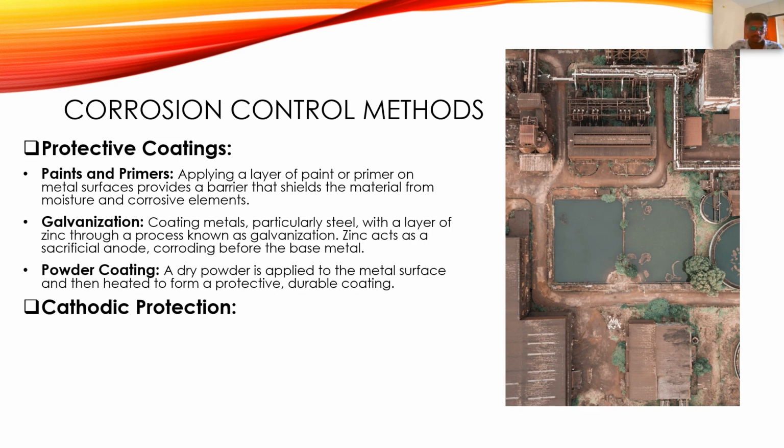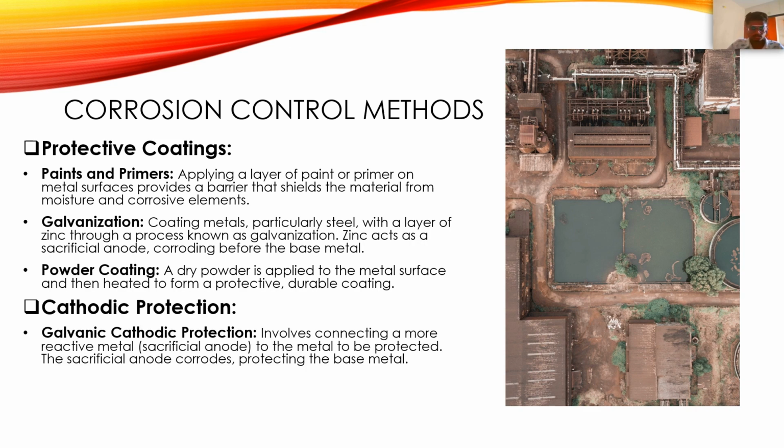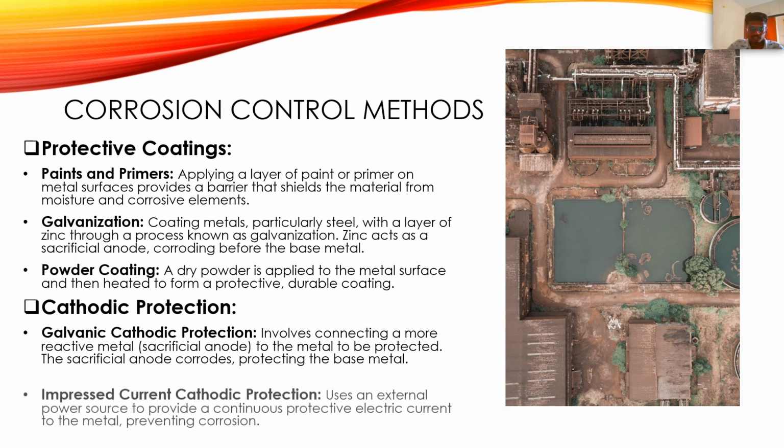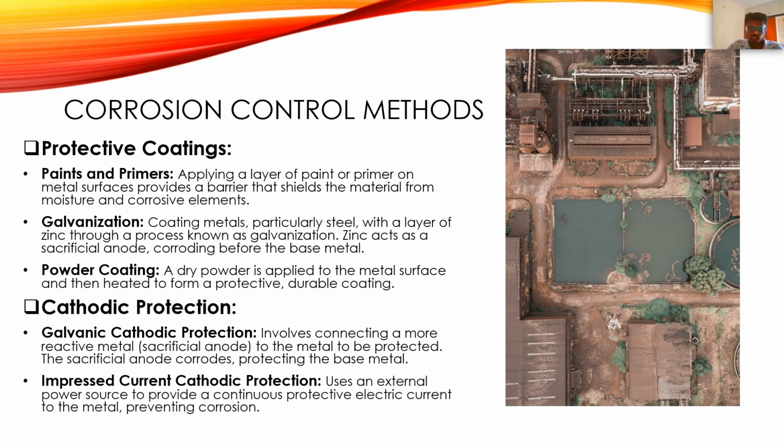Next, let us talk about cathodic protection. Galvanic cathodic protection involves connecting a more reactive metal to the metal to be protected. The sacrificial anode corrodes, protecting the base metal. Impressed current cathodic protection uses an external power source to provide a continuous protective electric current to the metal, preventing corrosion.